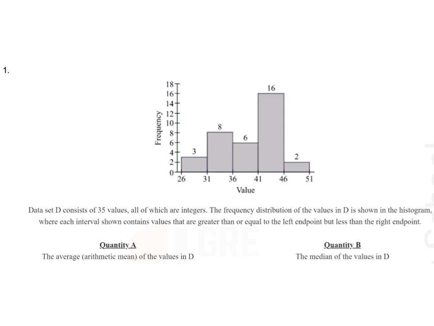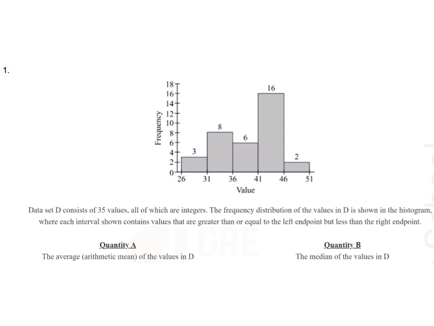For example, 26 is here 3 times, 31 is here 8 times, 36 is here 6 times, and 41 is here 16 times. So 3 plus 8 plus 6 plus 16. You will get the 18th number in the interval between 41 and 45. So the median will be, say, 41, as we can't consider the right values of the histogram.